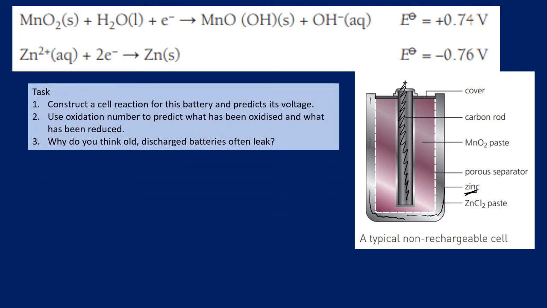What I want you to do is pause the video and see if you can answer these three questions. First, construct the cell reaction and predict the voltage. Second, use oxidation numbers to say what's been oxidized and reduced. And then an extension one: why do you think old discharged batteries often leak? Because if you leave batteries in things, generally when you come back to it after a year or two, they've leaked. Every year with the Christmas decorations for me. But pause the video and have a go at these three.